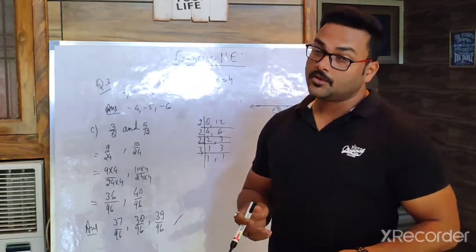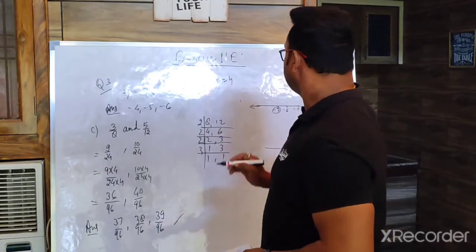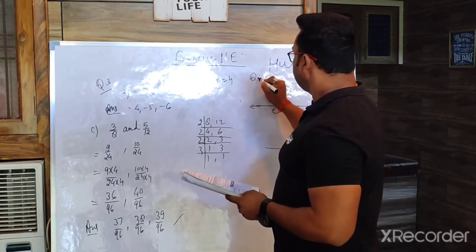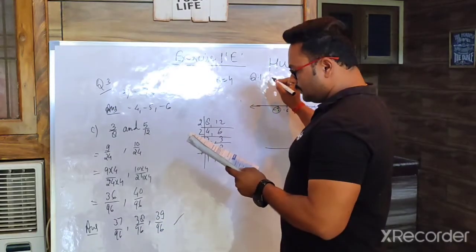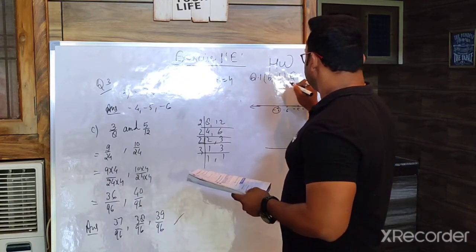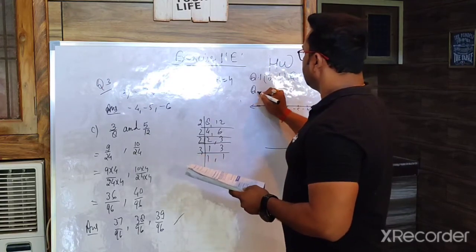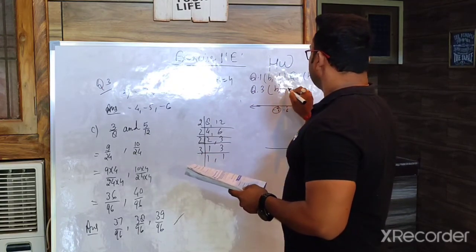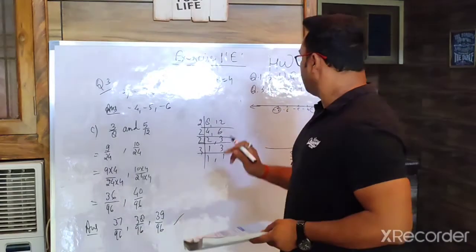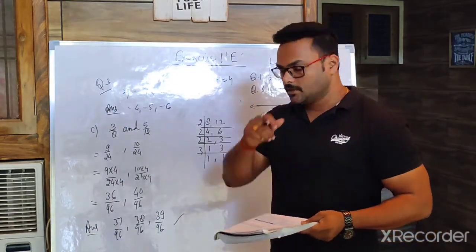Question number 4 you have to do in the same way. So all the other questions are homework. Your homework questions are question number 1, part B and D. Question number 2, part B and D. Question number 3, B. Question number 4, all. Okay. So you have got 8 questions as homework.